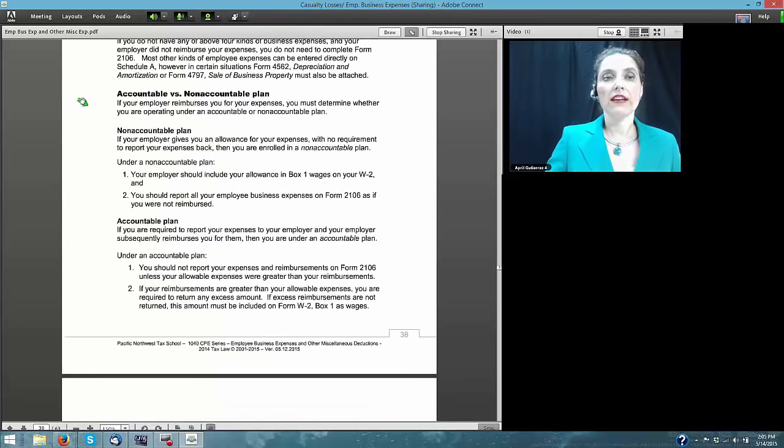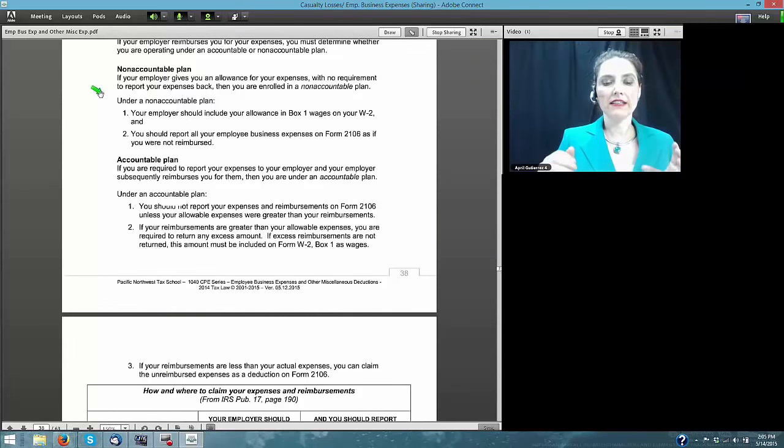So let's now look at accountable versus non-accountable plans, because when it comes to claiming employee business expenses, if your client gets audited, the IRS is going to be all over this accountable, non-accountable plan stuff. An accountable plan is a plan where your employer requires that you bring to them your receipts and they reimburse you for those receipts. Or they require you to keep a mileage log, you turn in your mileage log, and they reimburse you for your mileage. That is an accountable plan. You account to your employer for every expense you have, and your employer reimburses you.